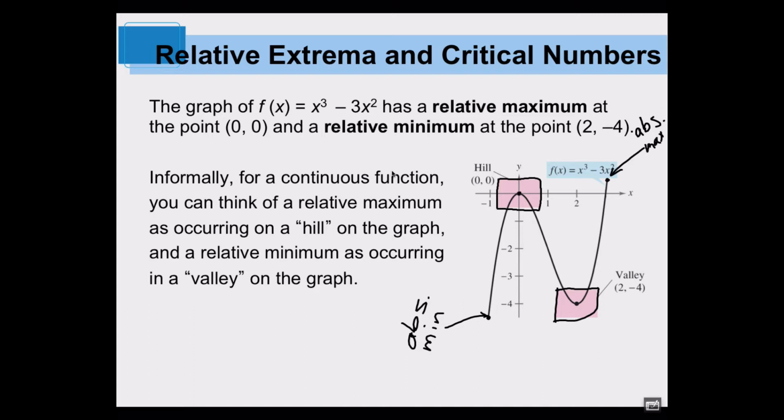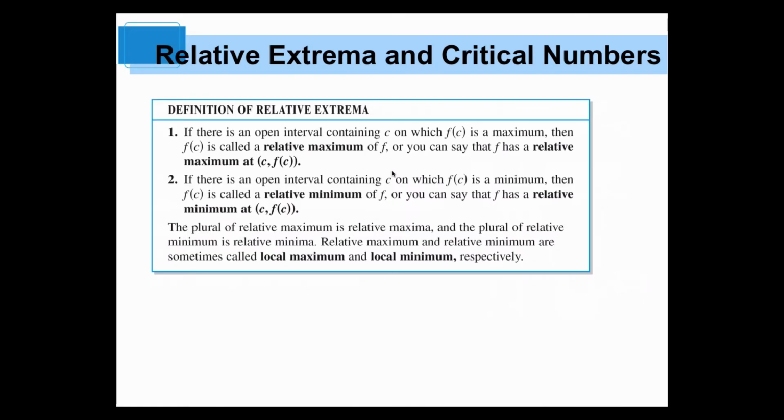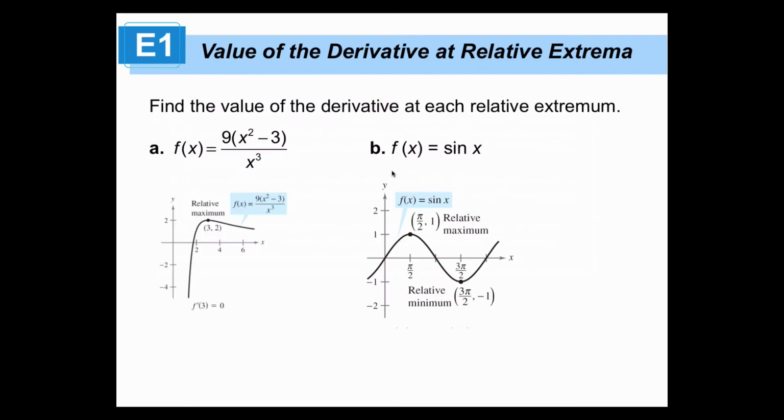Okay so far? I talked about that already. We'll skip that. Okay, now we're going to do some exploration here. I have two functions for you. One is 9 times the quantity x squared minus 3 over x cubed, and the other one is sine x. I would recommend going backwards. Do b first, then solve a.